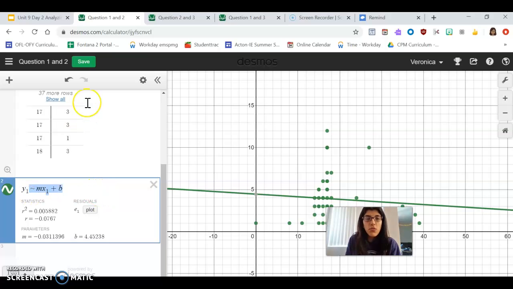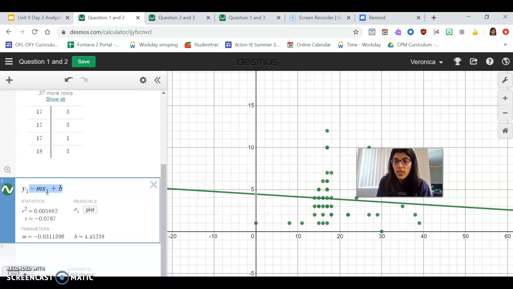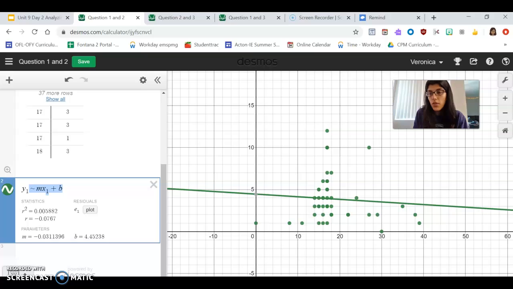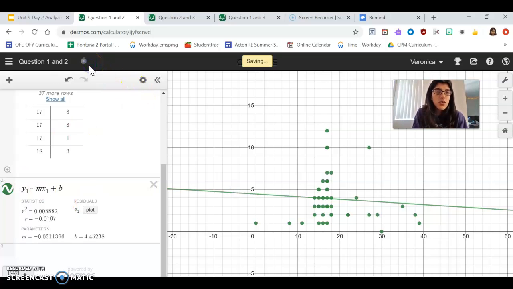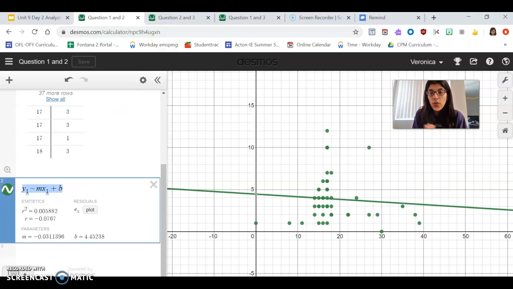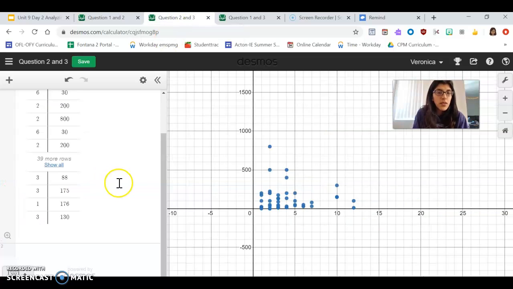So you're going to go on your Desmos and type this exactly how it is, and it should make a line for you here, like this green line of mine. Yours might not be green, it doesn't matter as long as there's a line there, and it has all of these facts that we'll talk about in a second. I'm going to save that just in case anything goes wrong. And you're going to type the same LSRL on all of your graphs. So I'm going to go to question 2 and 3.